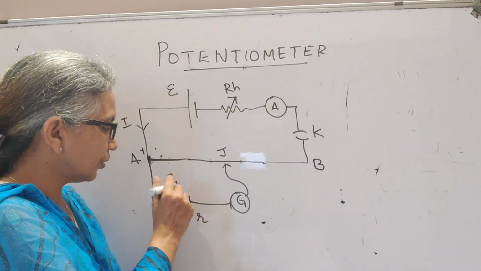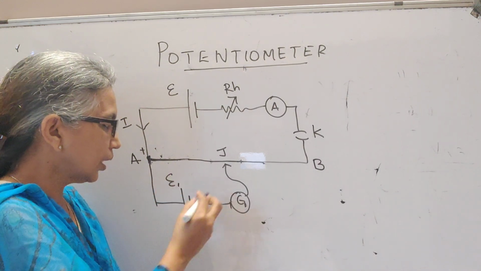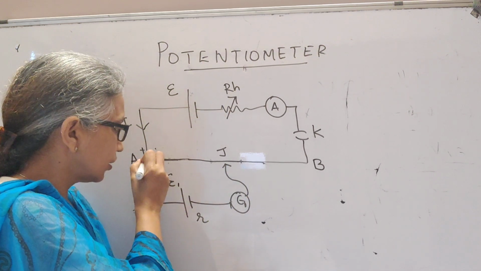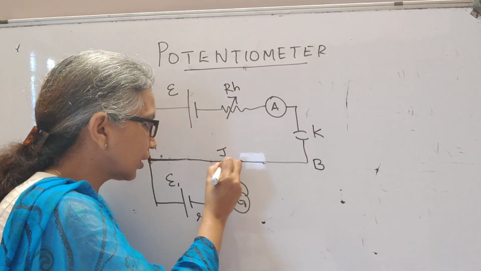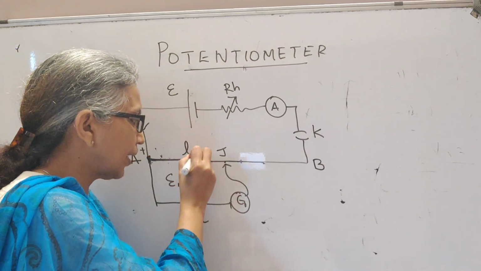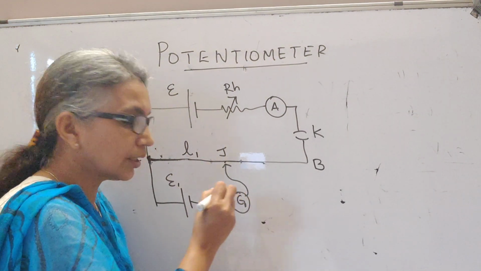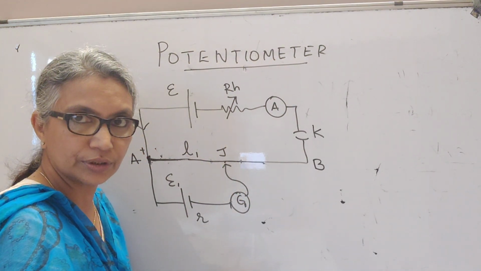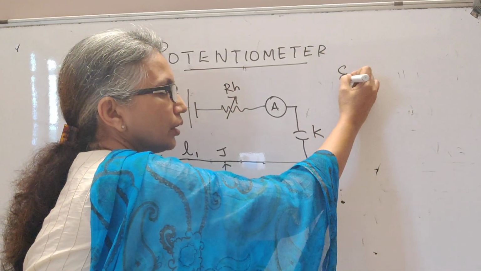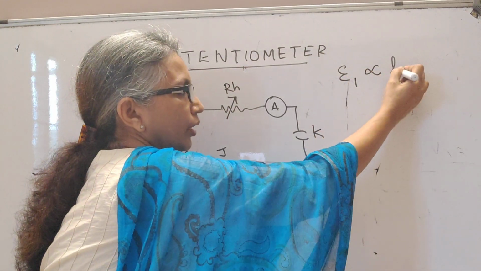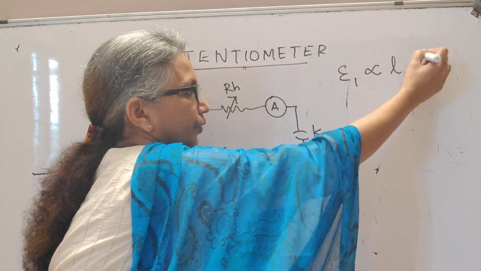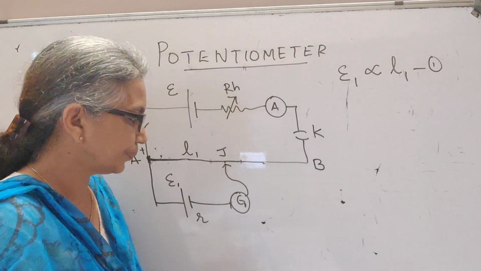So now I have connected E1. I will hold my jockey, start from the end A, and pull to the right till at some balance length L1 the galvanometer shows null deflection. So immediately I may write E1 proportional to L1, first equation, or E1 equal to KL1.